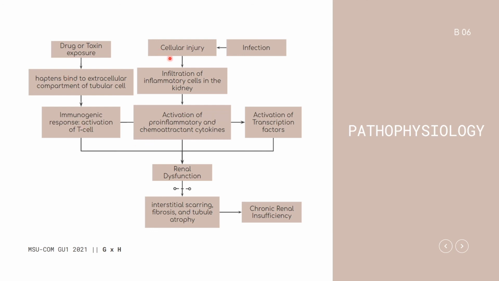Going back to cellular injury, this will lead to the infiltration of inflammatory cells such as macrophages and lymphocytes in the kidney. This will lead to the activation of cytokines that can also trigger the activation of transcription factors. So, along with the activation of T cells, these processes result in the disruption of renal function, which is reversible. But when it becomes chronic, there would be progressive development of interstitial scarring, fibrosis, and tubule atrophy that could eventually lead to chronic renal insufficiency.